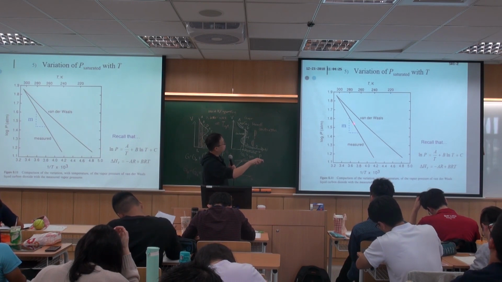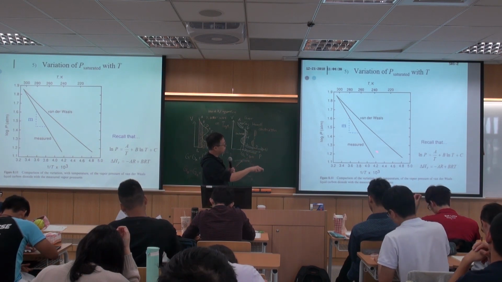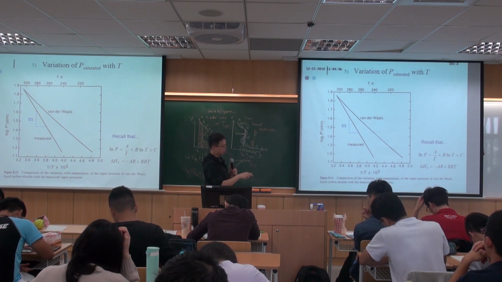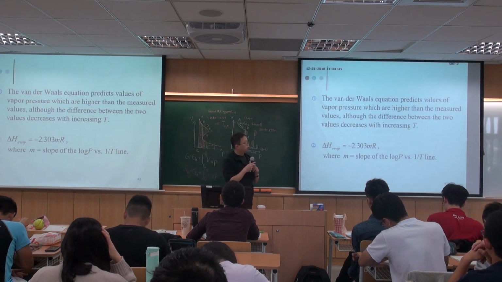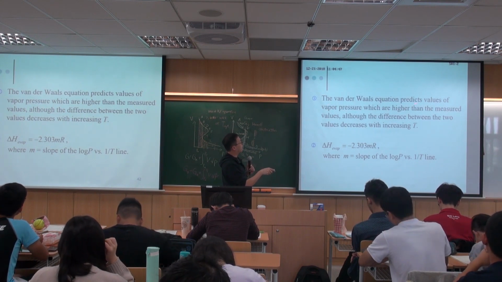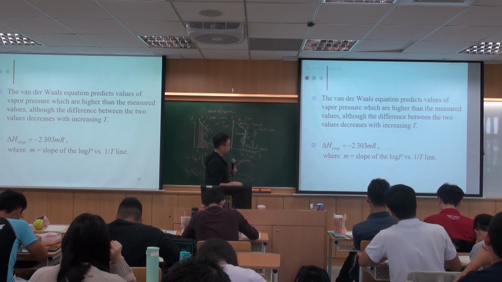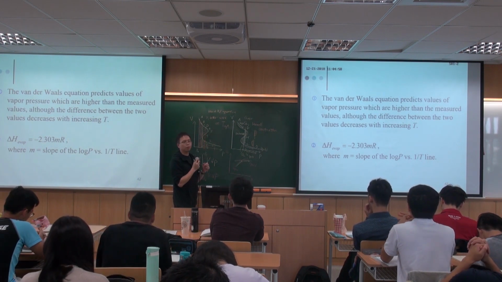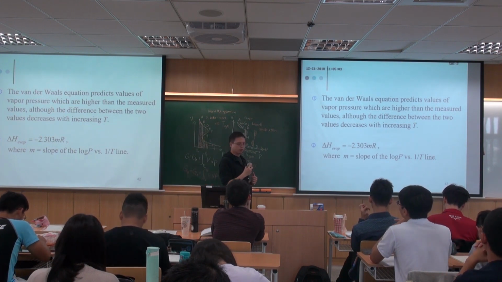Okay, and also note that the slope for either the measured gas or the van der Waals gas corresponds to a constant here, the constant A. So the van der Waals equation actually predicts the values of vapor pressure which are higher than the measured values, although the difference between the two values decreases with increasing temperature. So when you go up to higher temperatures, the prediction will be better. However, if you go down, the van der Waals equation will have this overestimation.